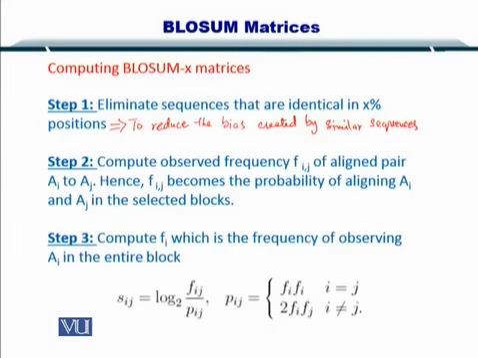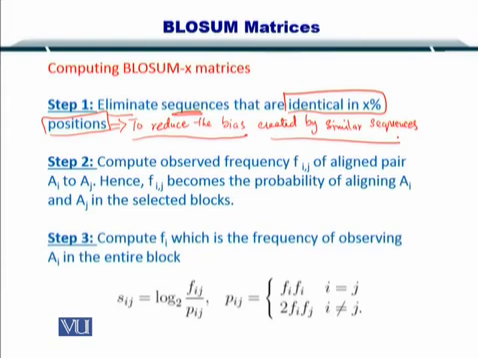To compute the BLOSUM matrices, the first thing that you need to do is eliminate similar sequences in the block. That is, eliminate those sequences that are identical in X% positions. We eliminate those sequences and only keep one representative sequence from such sequences which are very similar to each other. The X% essentially means 10% similar or 20% similar or 80% similar and so on. This will help reduce the bias created by similar sequences within the block. Note that if you do not do this, then the scoring matrix will be heavily biased towards the similar sequences.